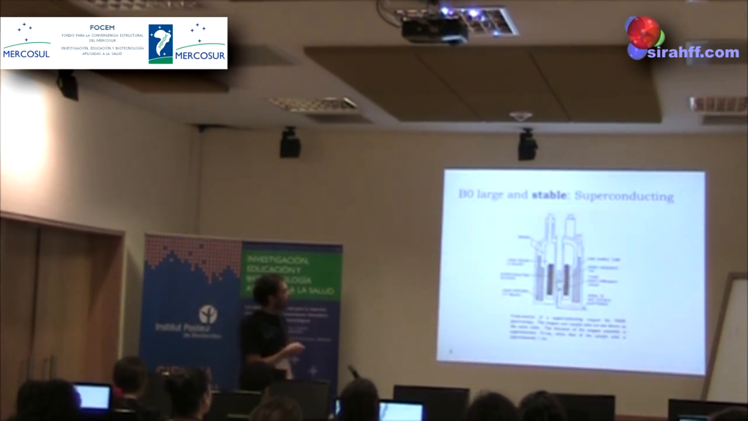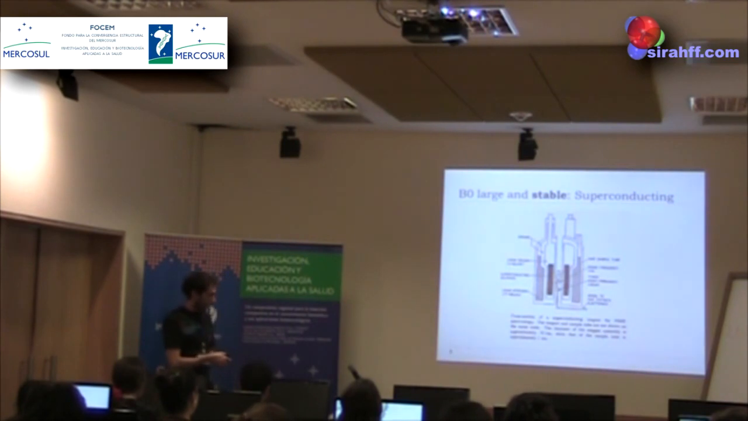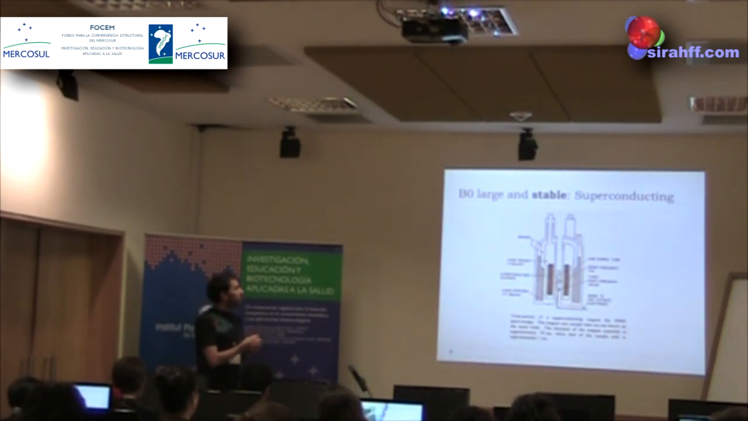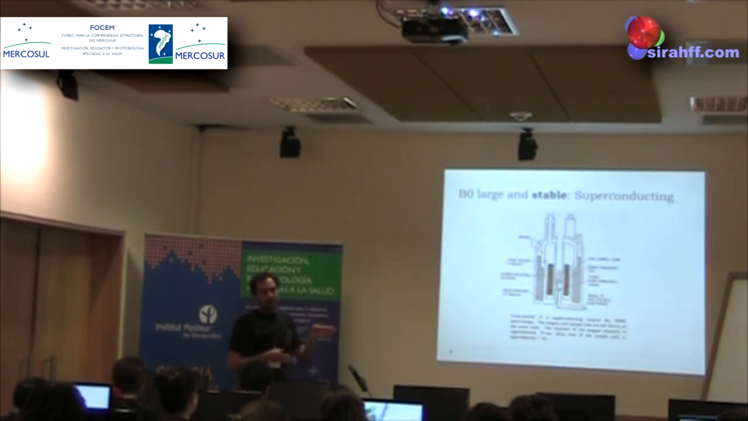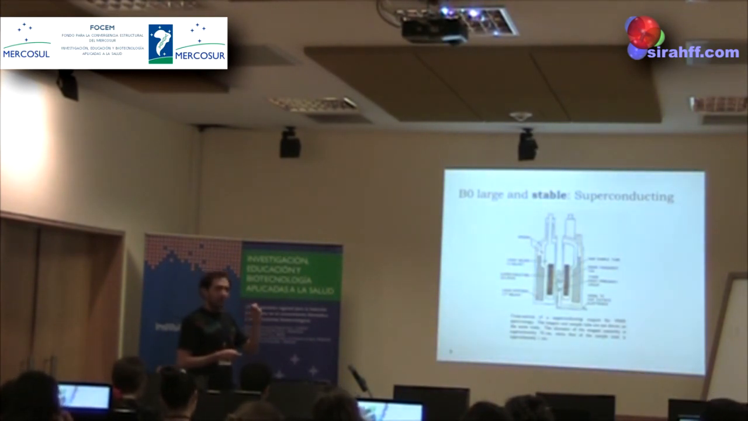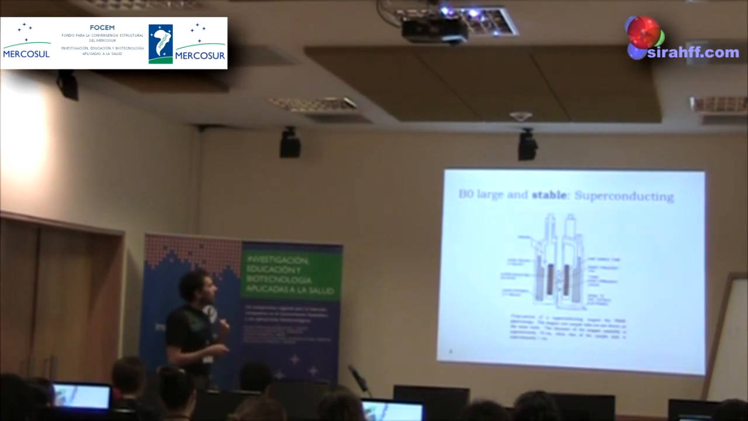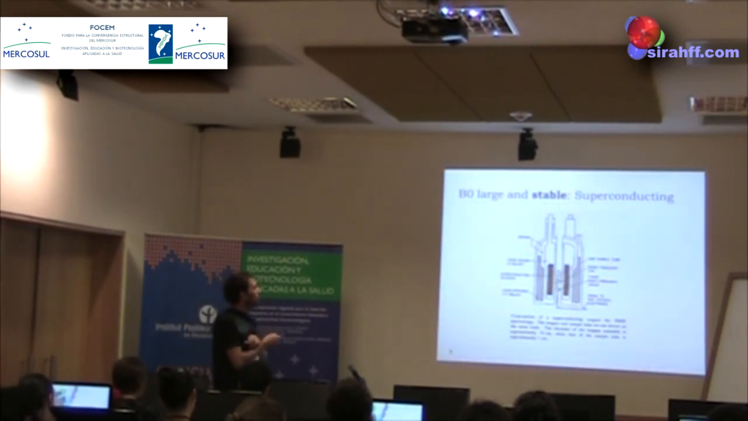Well, why do we need superconducting magnets? Because we want to have a large magnetic field. I told you that the larger the magnetic field, the bigger the signal to noise ratio we get, and the higher the resolution. We'll see that a bit later. But we also want to have a stable B0. Why is that? Because we will be measuring resonance frequencies with high accuracy, so even a small variation in the magnitude of B0 will be a problem. So we really want to have something stable, and that's why we use superconducting magnets.